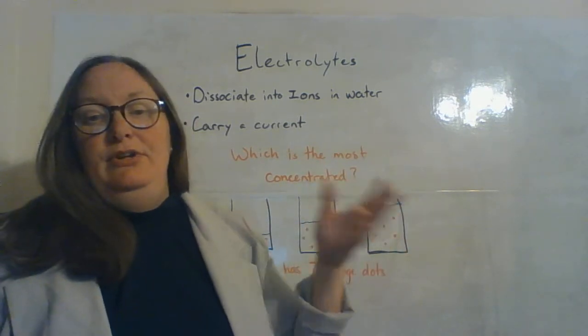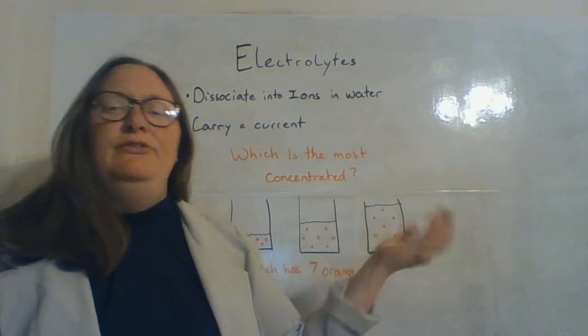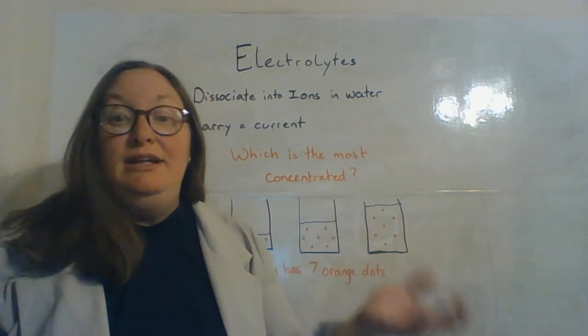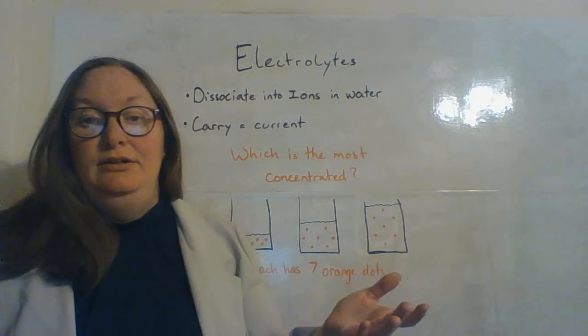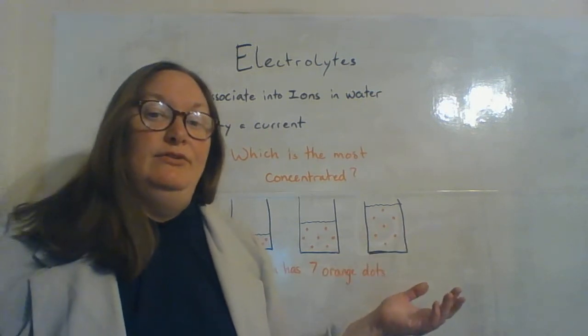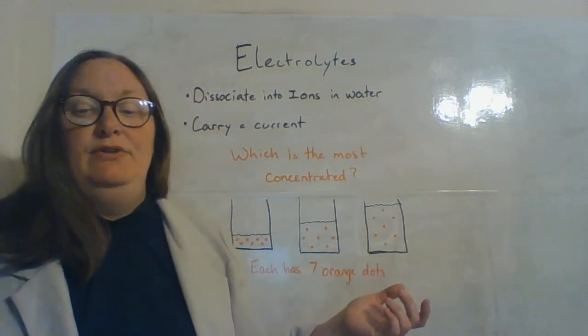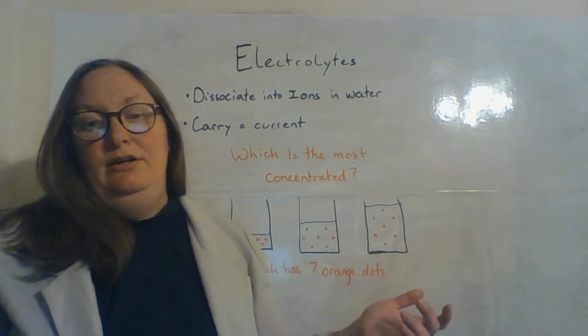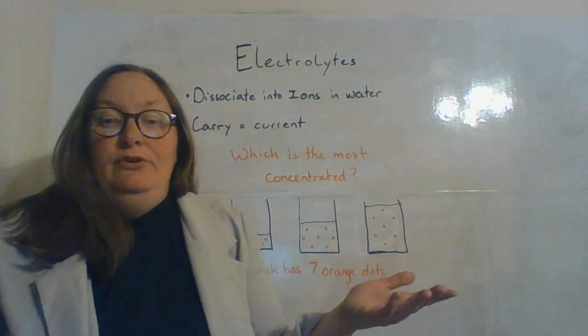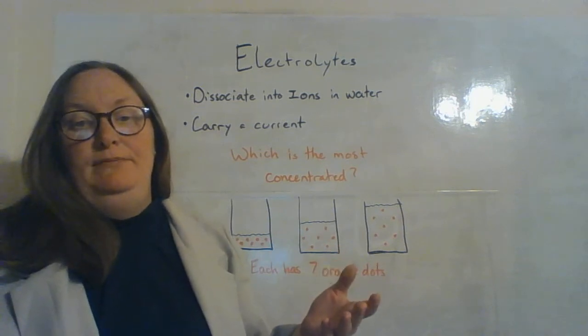So sodium chloride is an electrolyte. What isn't an electrolyte? Well, anything with a covalent bond. If something has an ionic bond, it is. If it has a covalent bond, it is not. So glucose. Glucose is not an electrolyte.